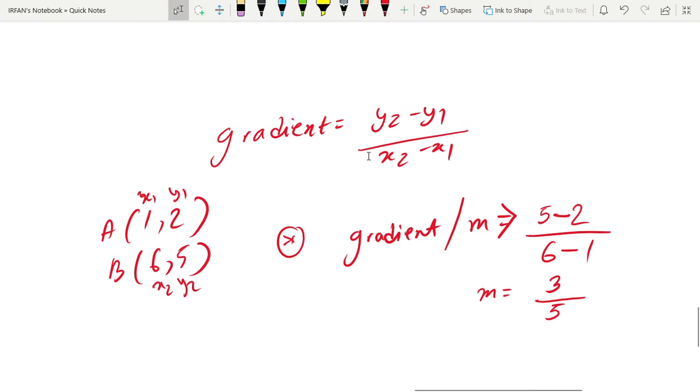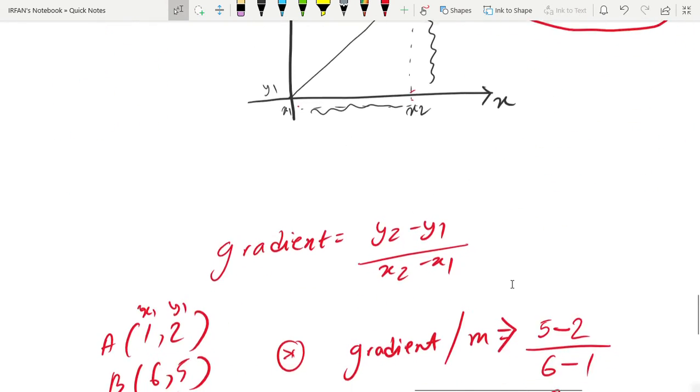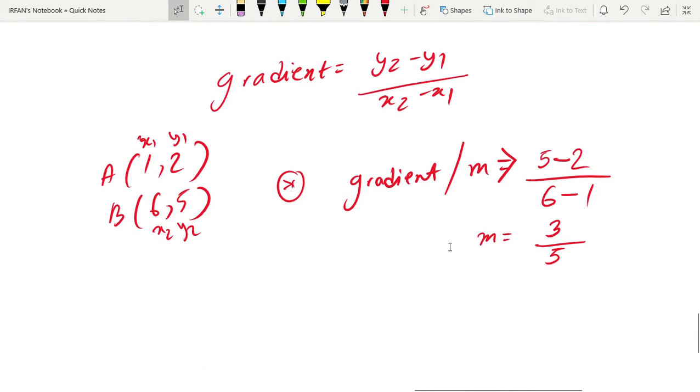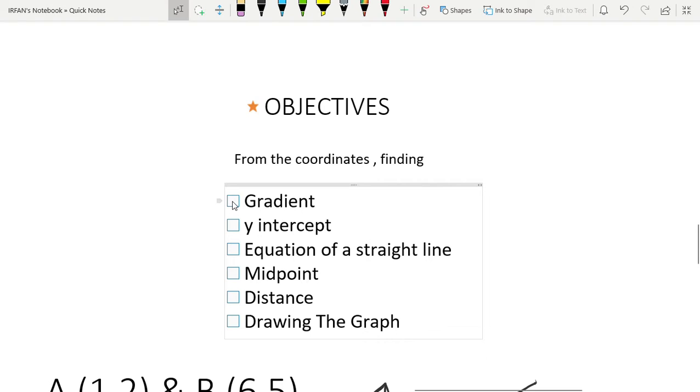So I hope most of you are clear with this one. We found our gradient formula here. Gradient is always rise by run. So from there we found that y2 minus y1 divided by x2 minus x1 gave us 3 by 5. So let's go to our topic, and we have understood gradient.